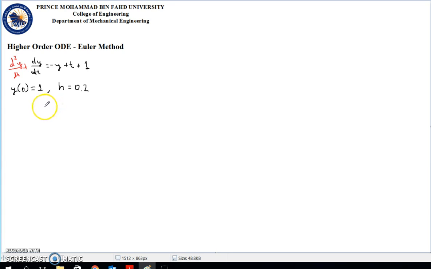So in this case, the initial value will be y0 equal 1, and then we need one more initial value for y prime. So let's assume y prime at t0 equals 1. So let's see how we're going to solve this.